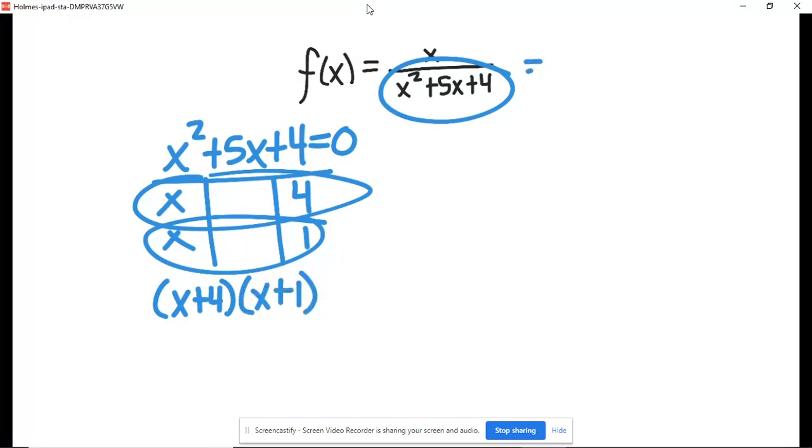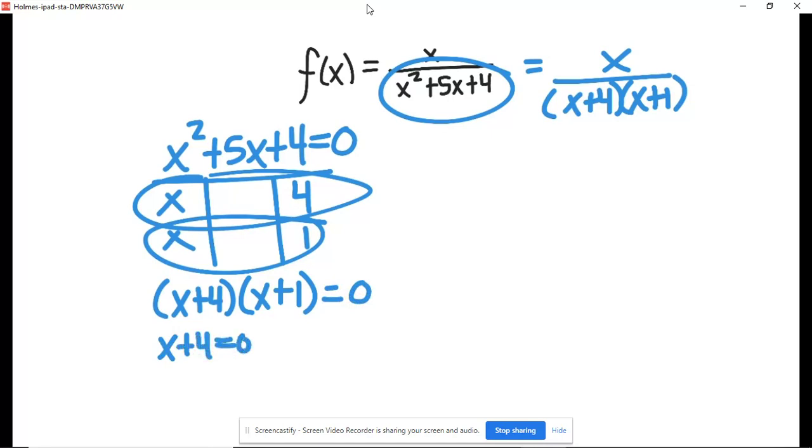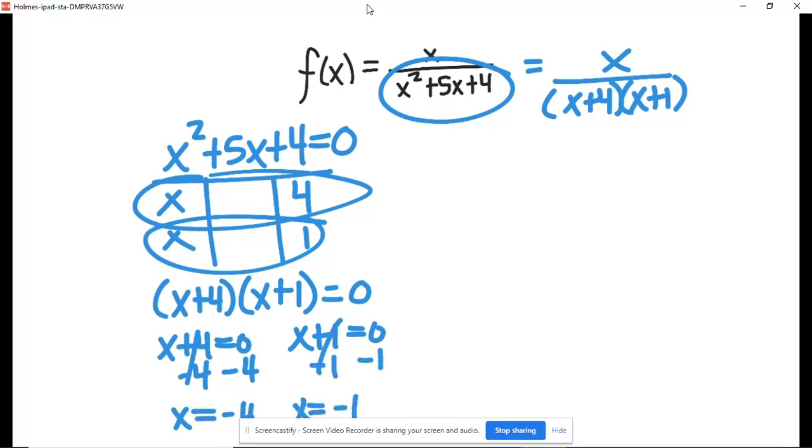So I can rewrite this function as x divided by x plus 4 times x plus 1. That's just written in factored form. Now, I'm still trying to figure out what the denominator is when set equal to 0. So I'm going to set each factor equal to 0 individually. I have x plus 4 equals 0, and x plus 1 equals 0. When I solve, I move the 4 to the other side, and I get x equals negative 4. When I move the 1 to the other side, I get x equals negative 1. So here I have two vertical asymptotes, one at negative 1 and one at negative 4. And I'll show you what this graph looks like in a little bit.